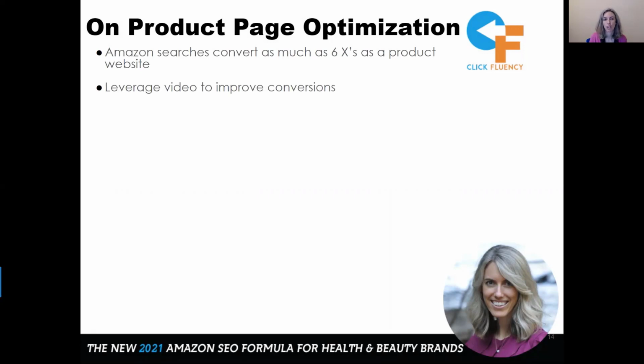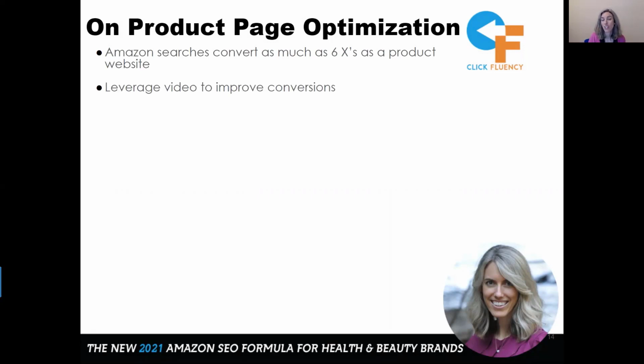Okay, so I did tell you I'm not going to do a whole thing on optimization with listings because that's not the purpose of this webinar, but I do want to kind of touch on it again. When people are searching on Amazon, it's going to convert almost as much as 6 times as much as on a product website. If you have a Shopify website, you've probably noticed the conversion rates on Amazon are amazing. So it's such a great opportunity.